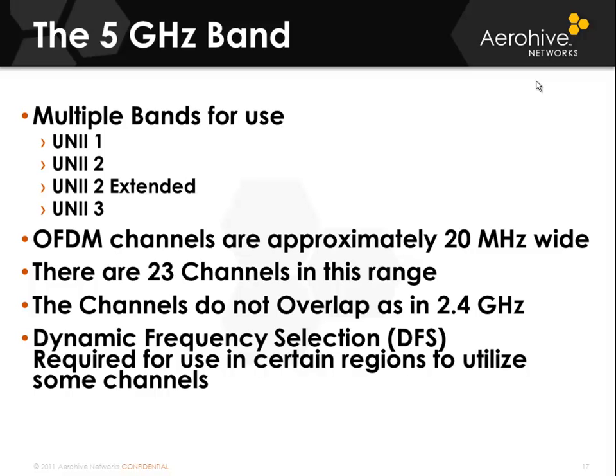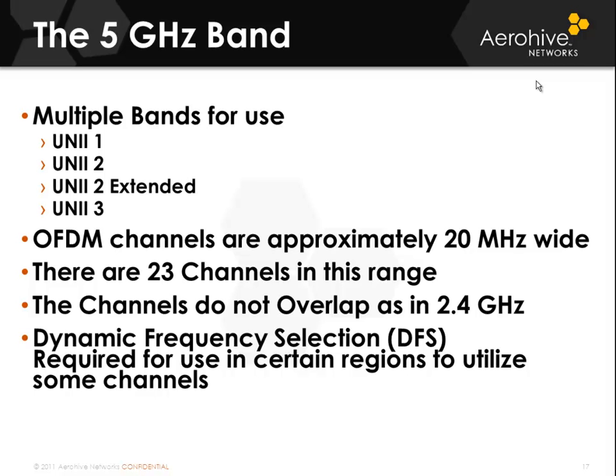The 5 GHz band is broken up into 3 major sections: Uni 1, Uni 2, and Uni 3. There is also a second Uni 2 opportunity called Uni 2 Extended. OFDM channels work in the Uni bands and were extended down into the ISM bands in 2.4 with 802.11g and 802.11n. In 5 GHz, all of the channels are 20 MHz wide, and in this range there are 23 non-overlapping channels. So in theory you could co-locate as many as 23 access points without having to reuse the same channel once.